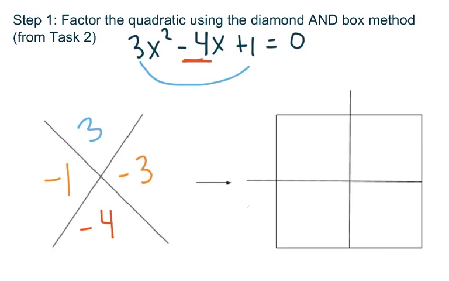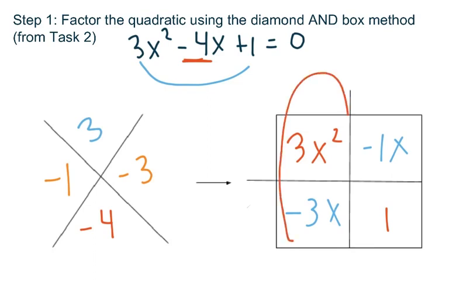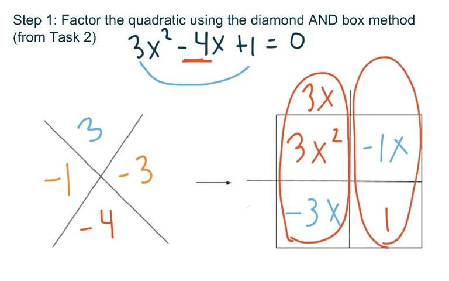Now it's time to fill in the box. 3x squared goes up here, 1 goes down here. What do we fill in the other two slots with? Well, negative 1x and negative 3x. And now we work up and down. What do these both have in common? They both have 3x in common. What do these both have in common? They both have negative 1.